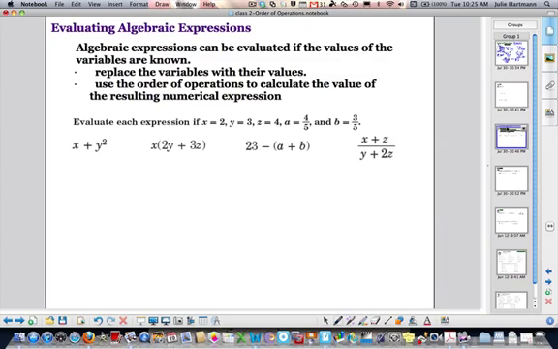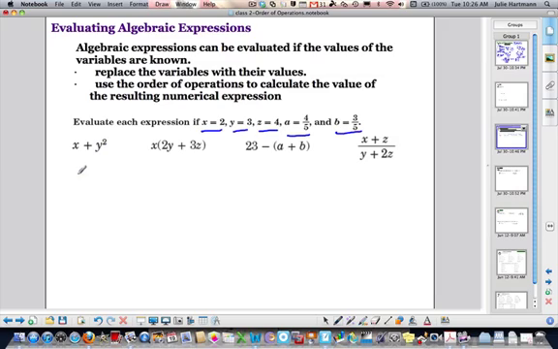Evaluating algebraic expressions. Now, algebraic expressions can be evaluated if the values of the variables are known. Okay, and what you want to do is replace the variables with their values and then use your order of operations to calculate the value of the resulting numerical expression. Okay, so what does that all mean? Right here we have evaluate the expression x equals 2, y equals 3, z equals 4, a equals 4/5, b equals 3/5. We make our substitution first.